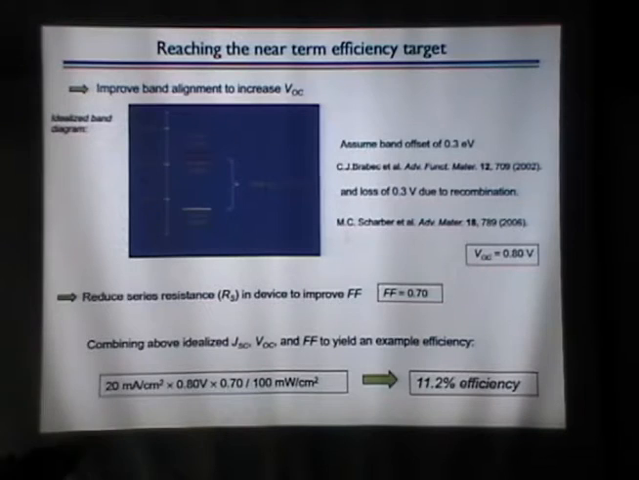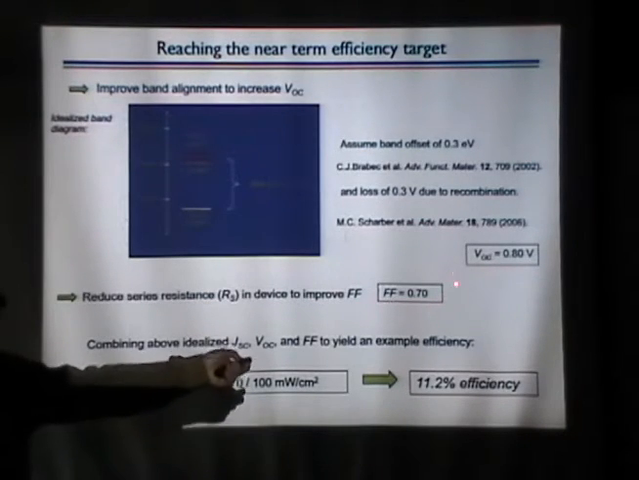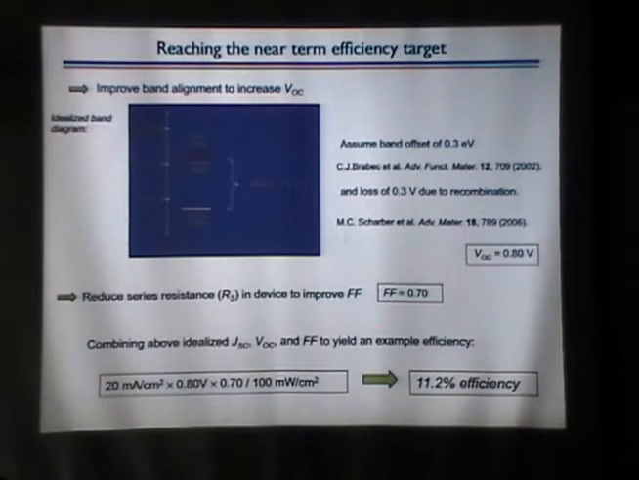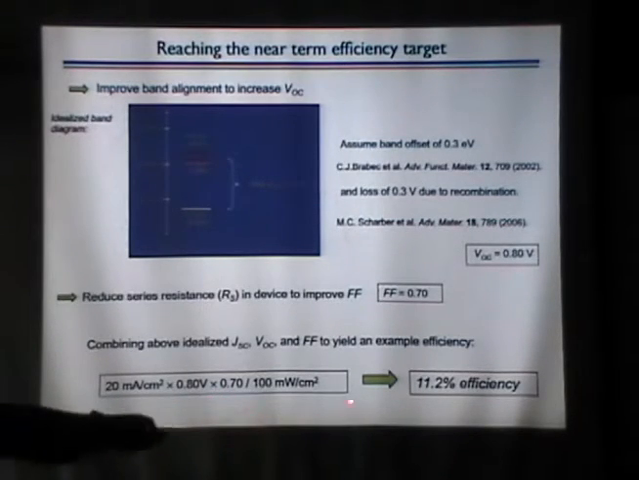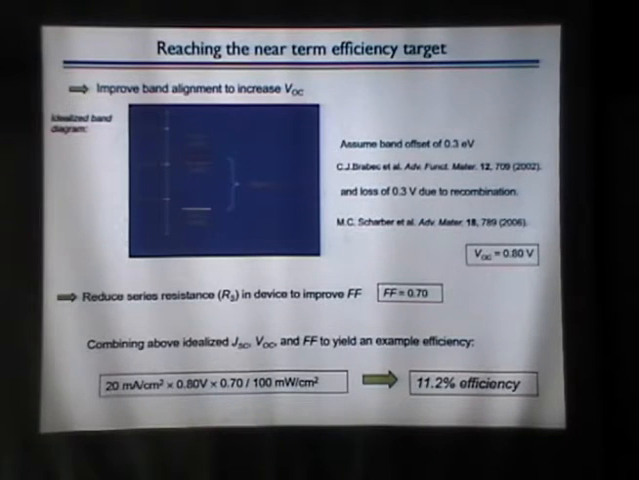And then if we make a good diode, we can get a very sharp turn on, a fill factor of 0.7. That's also been achieved. So we just multiply these three numbers together, 20 times 0.8 times 0.7, divide by the incident light intensity of one sun, which is 100, and voila, 11.2% efficiency. See, wasn't that easy? We got 11%.